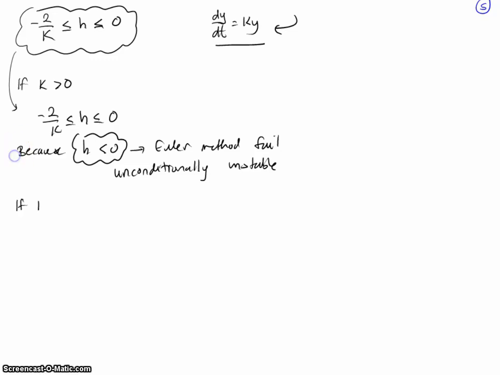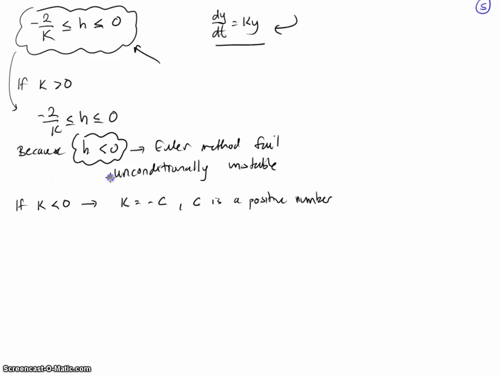What happens if the constant k is negative, or less than 0? Now, if the constant k is negative, we can also write k as minus c, where c is a positive number. Defining c as a positive number and introducing a negative in front ensures that k is going to be negative. So if k is negative, what happens to your stability criteria here? You have minus 2 over minus c to be less than h, and you have 0.